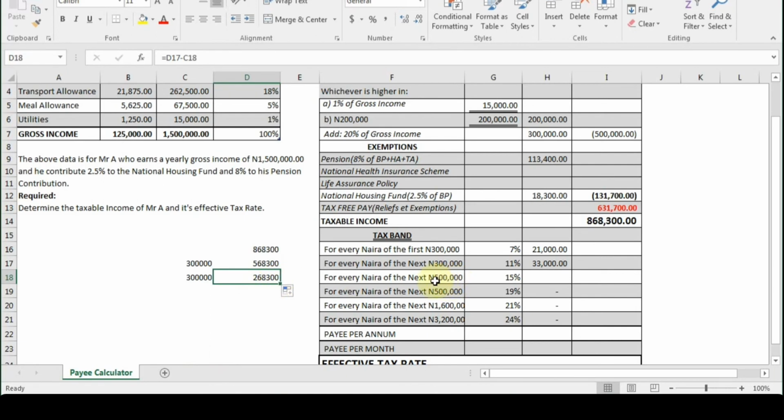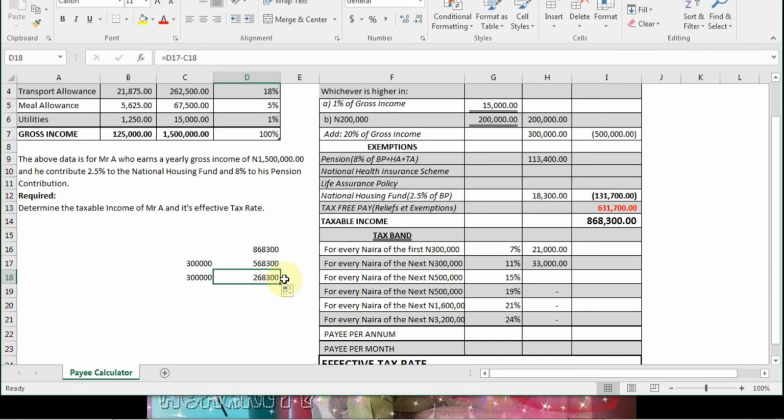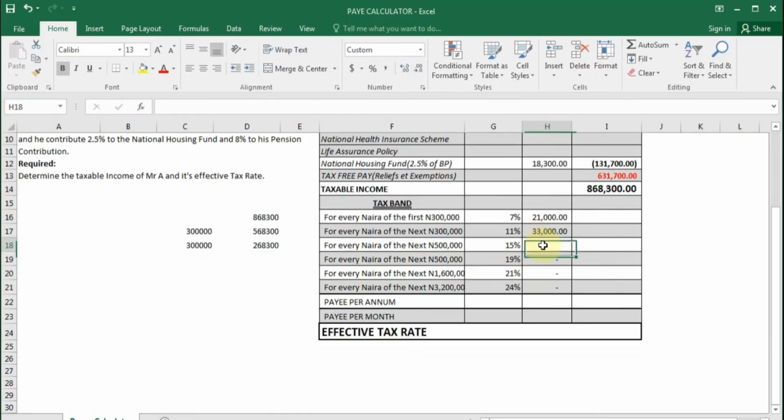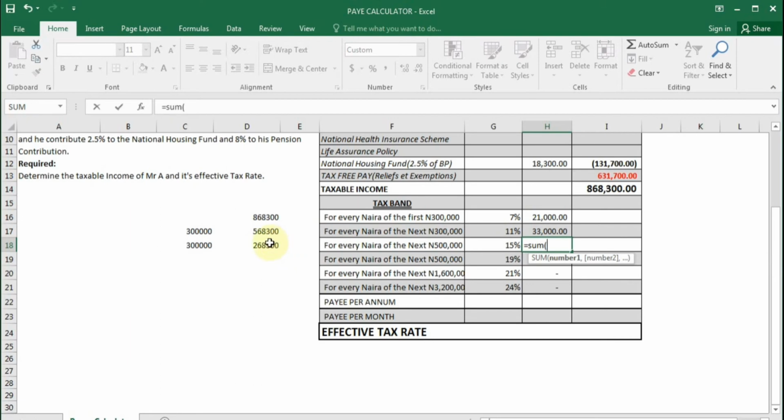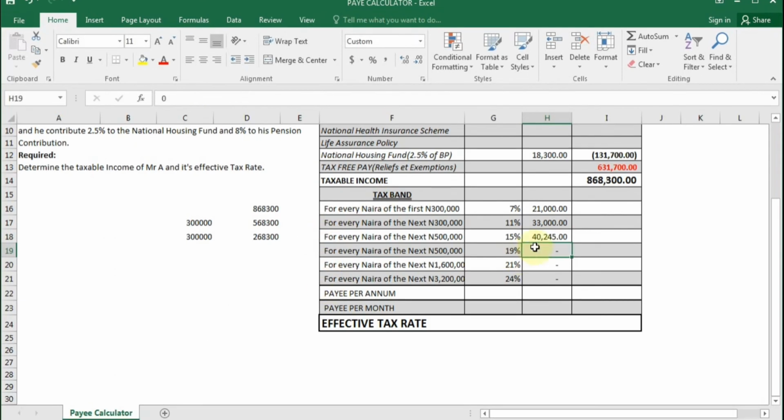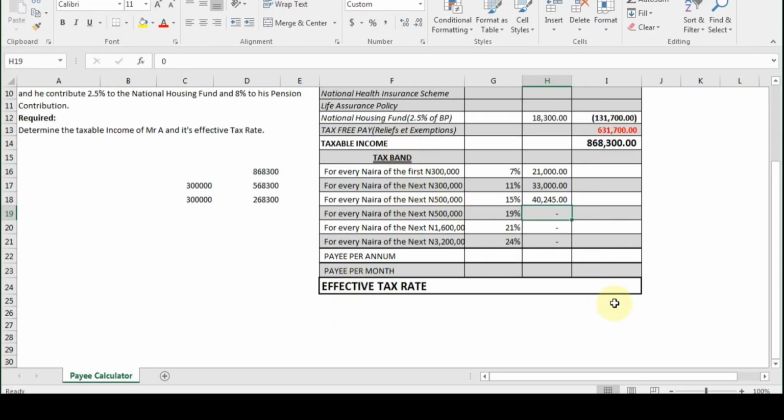So what we need to do is multiply this amount by this fixed percentage. So equal to SUM, open bracket, 268,300 multiplied by 15 divided by 100. You can press enter and then you have your figure. So we are good with the tax band, and we can now get the PAYE per annum.